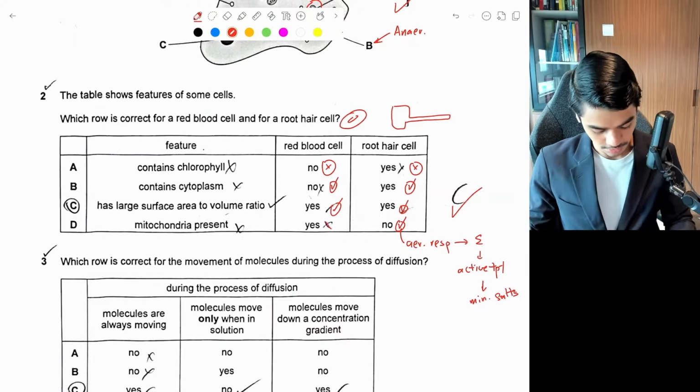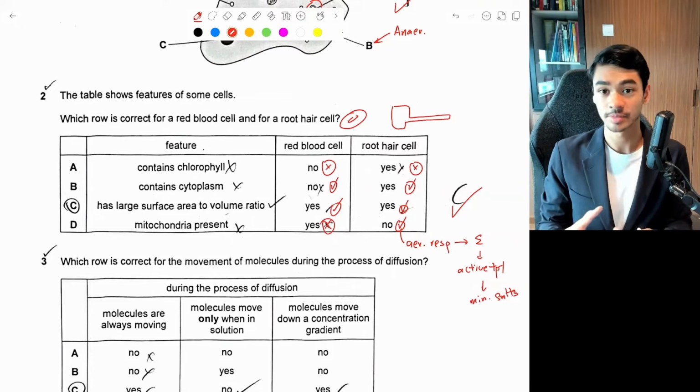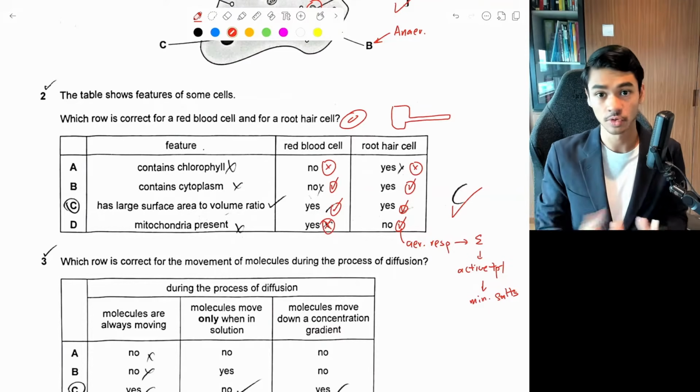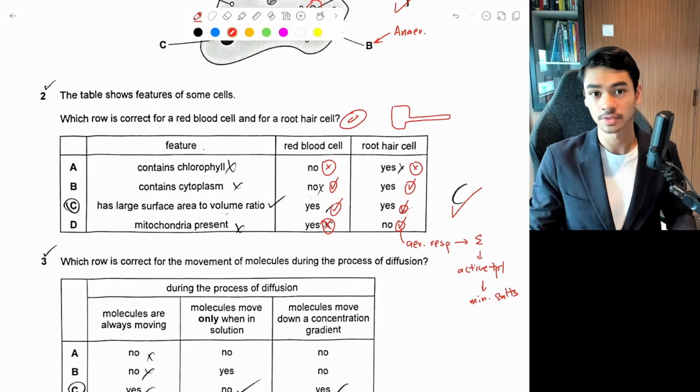Red blood cell is no. So why is it no? Because red blood cells care about just packing as much hemoglobin as possible to transport oxygen. So that's why they sacrifice the nucleus, they sacrifice the mitochondria.